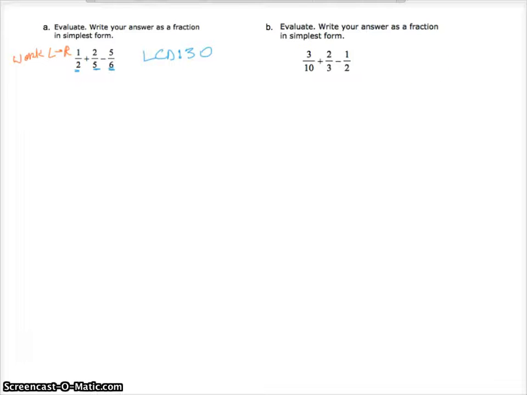Now I need to set this into two parts. So part 1 will be the addition. We'll label that part 1. And then part 2 is going to be my subtracting 5/6. So let's get to part 1. 1/2 plus 2/5. Well, I need to get both of these to 30, so these are going to equal something over 30.